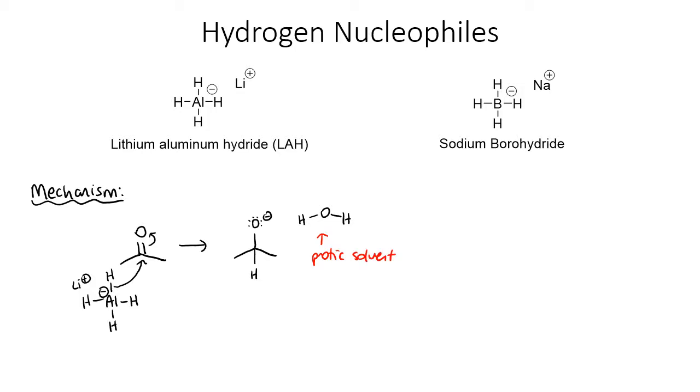including water or methanol or ethanol. In my example, I'm just showing water as our proton source. So the oxygen will go and take the H from our protic solvent. We will protonate the oxygen and create an alcohol.